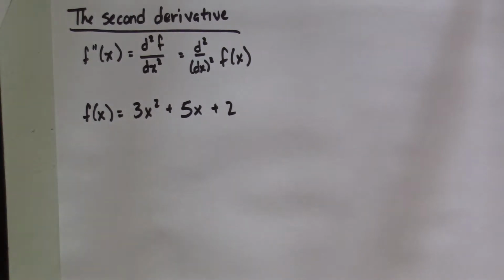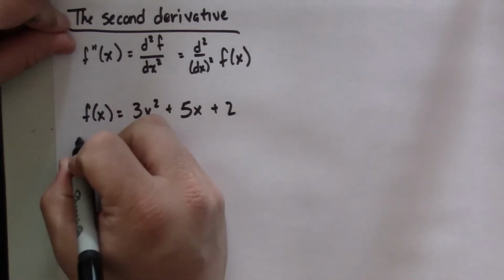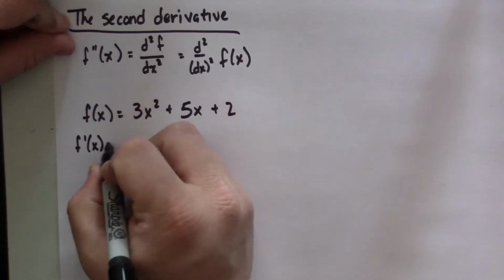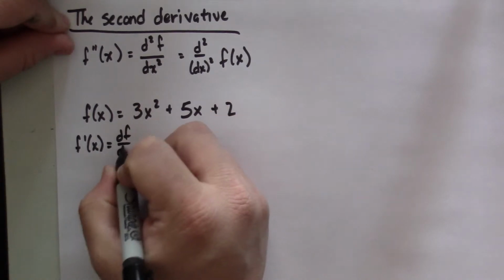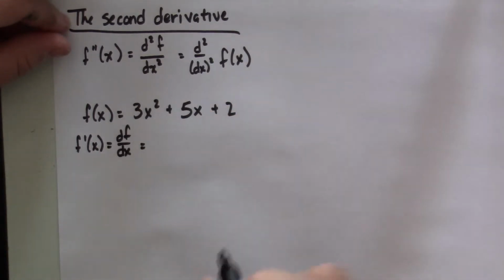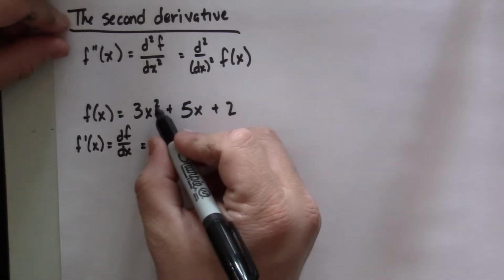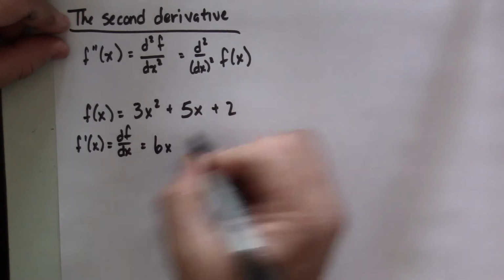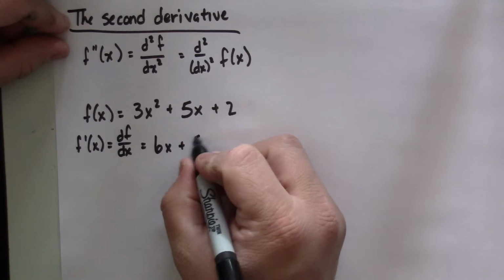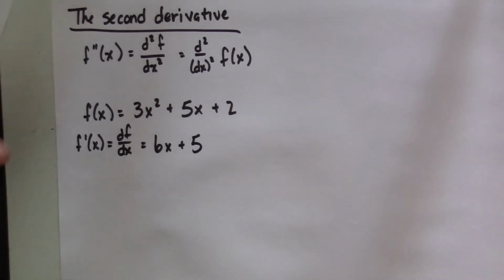Okay? First derivative, f prime of x, which is df dx, is, well, 2 times 3 is 6, so 6x. 5 times 1 is 5. The x goes away, and the 2's derivative is 0. That's what we were working on with all the other rules that we learned. Well, this is how hard this gets.